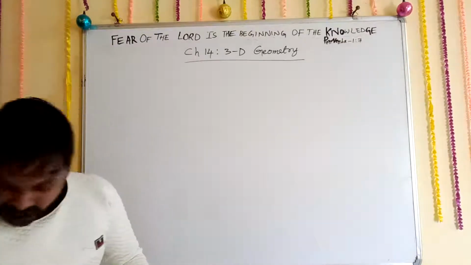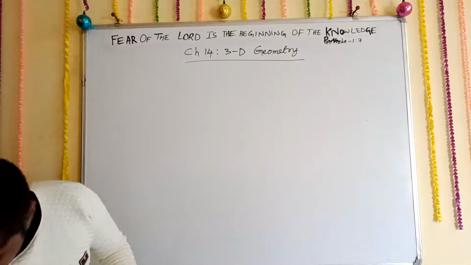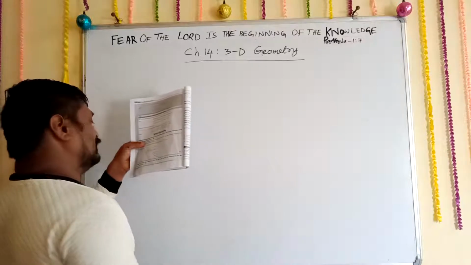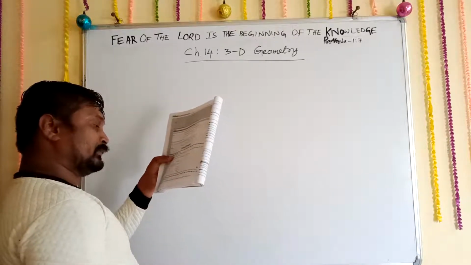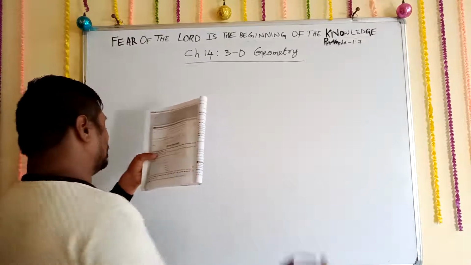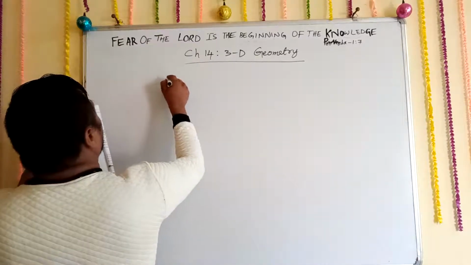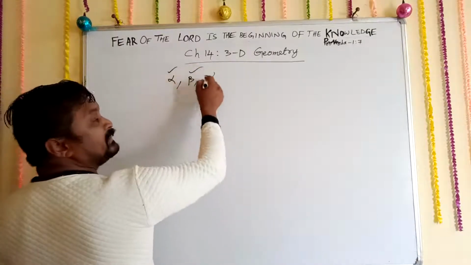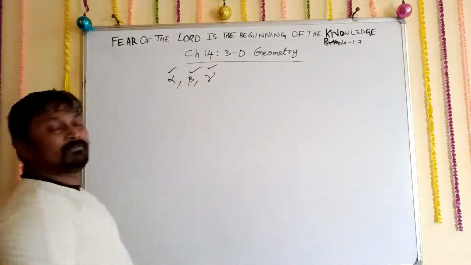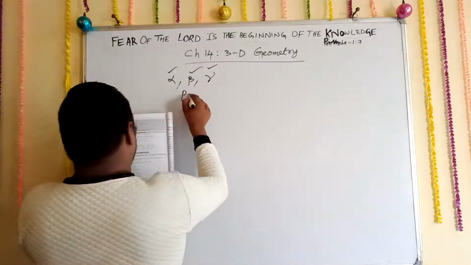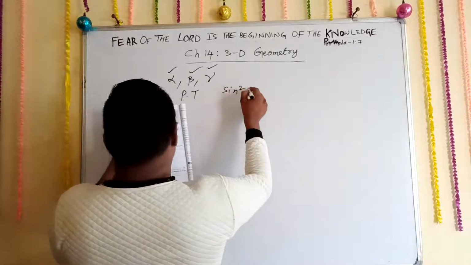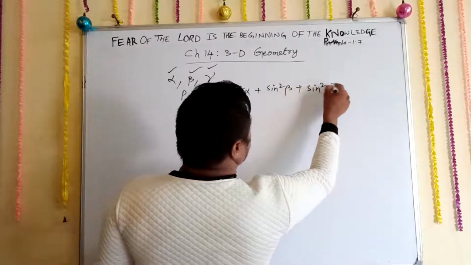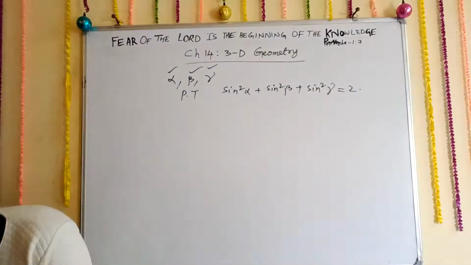Right. So now let's move on to the second question. If a vector makes an angle alpha, beta, gamma with OX, OY, OZ respectively, then prove that sine square alpha plus sine square beta plus sine square gamma is equal to 2. So here, for x-axis alpha they said, y-axis beta they said, z-axis gamma they said. So very simple this question.